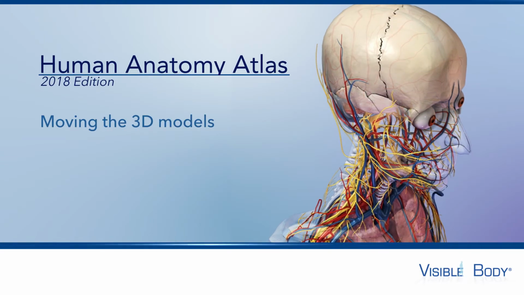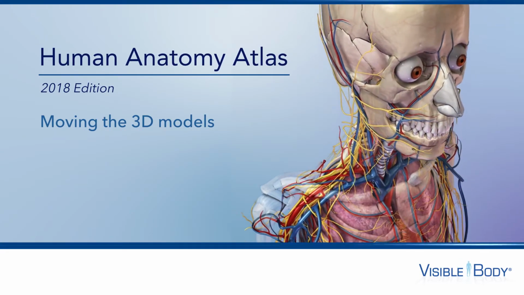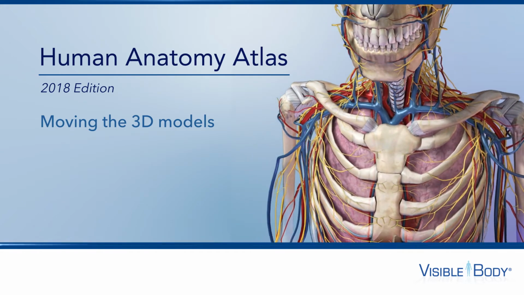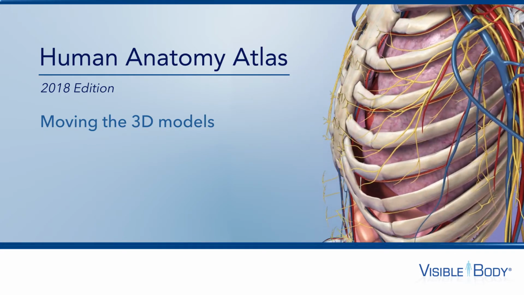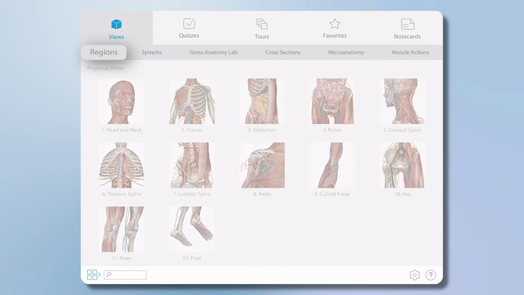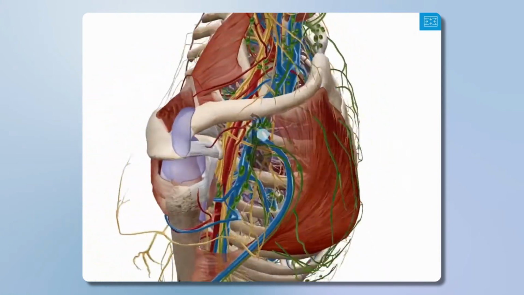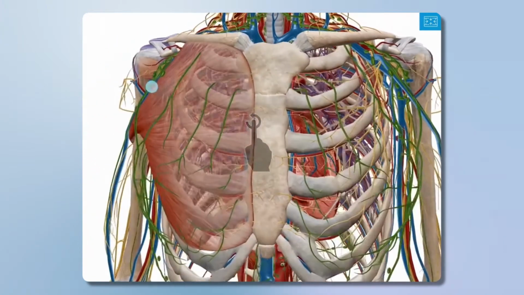Any 3D model you access in the app can be moved, rotated, and scaled to get just the view you want. This can be done with finger gestures on a touchscreen or trackpad, or by using a mouse. To show these features, I'll go to the home screen, select Views, and from the regional menu, select this axilla view. Drag one finger to tumble or rotate the model. If using a mouse, click and drag to rotate.